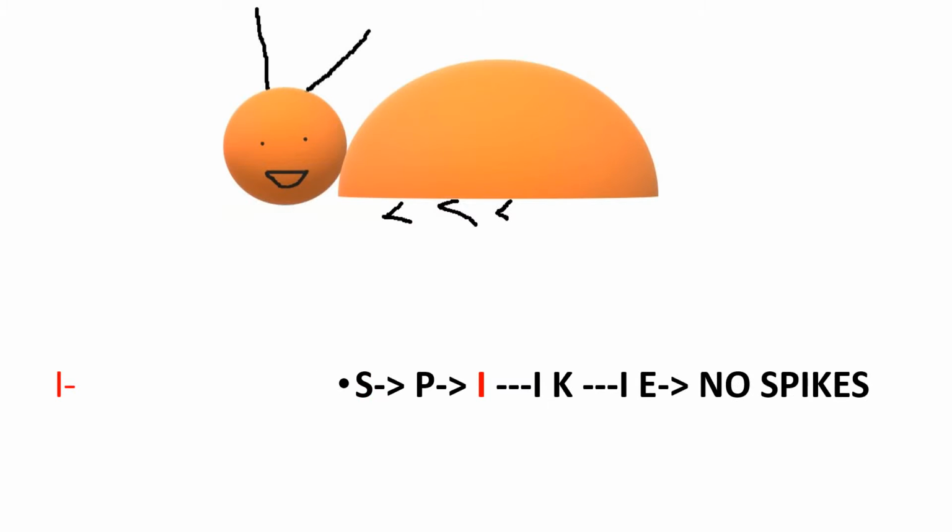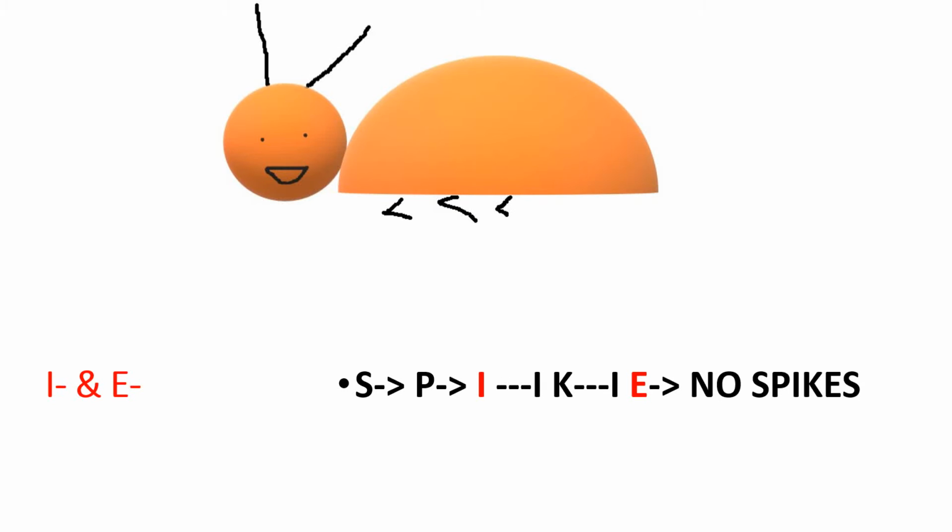Again, what will happen if the pathway lacked I? Due to the lack of I, it will not be able to inhibit K, but K will inhibit the activity of E. So we will not have spikes either in this mutant strain.